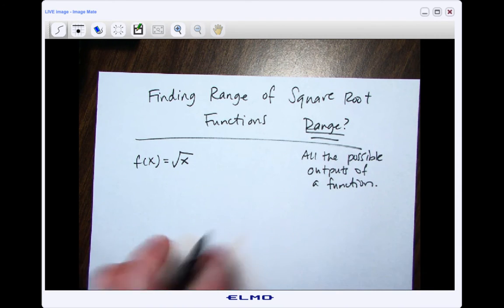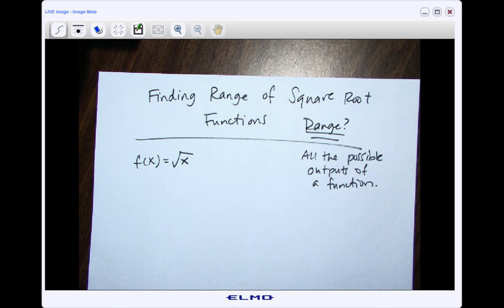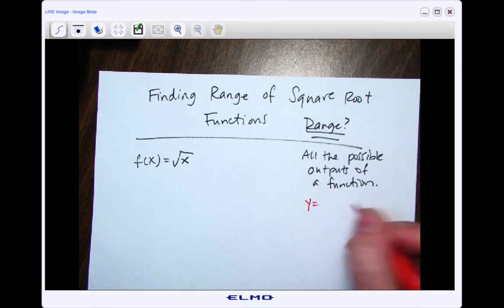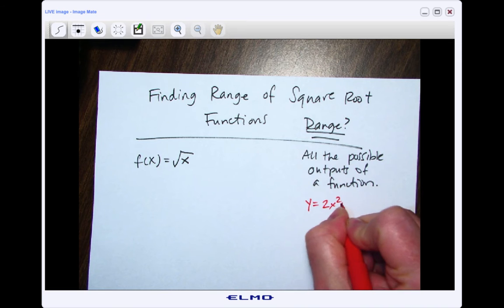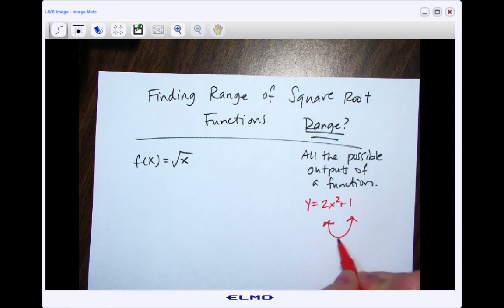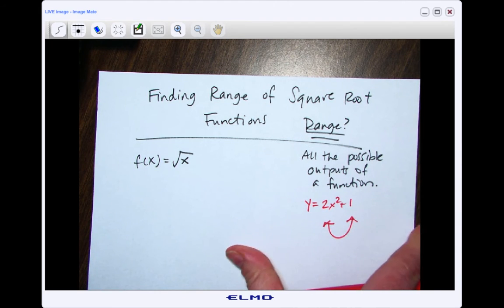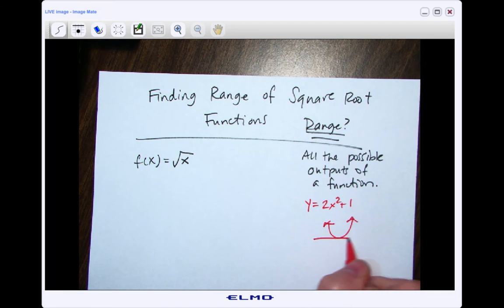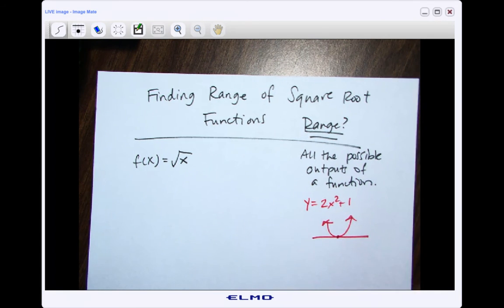So if you think of a function like this one, well, what's one that we know we could plug all the numbers in? So if I say y is equal to 2x squared plus 1, this we know is a picture of a parabola that does something like this, right? And so what's going to happen here is it's going to hit all these x's, but it's only going to get so far with the y's, right? This is going to be the lowest y value you can get.